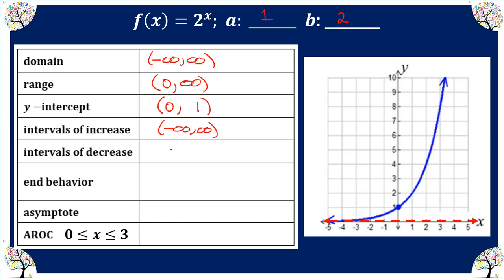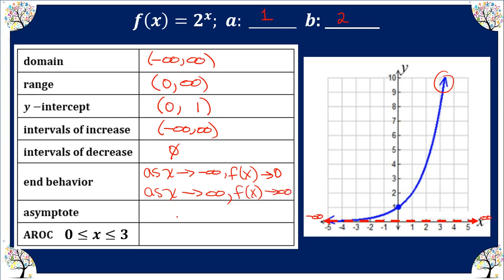Our graph never decreases. Our end behavior, as x approaches negative infinity, f of x, the end of this graph, the end of the blue graph, approaches 0. Then, as x approaches positive infinity this way, f of x, the end of this side of the graph, approaches positive infinity. My asymptote is y equals 0.